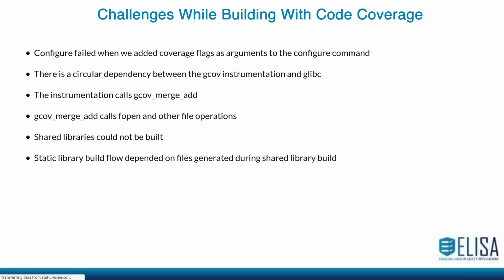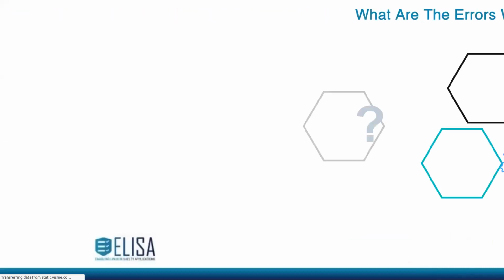We needed the shared library files, but to build with coverage, those files were needed. So this was what was causing code coverage to fail for glibc.